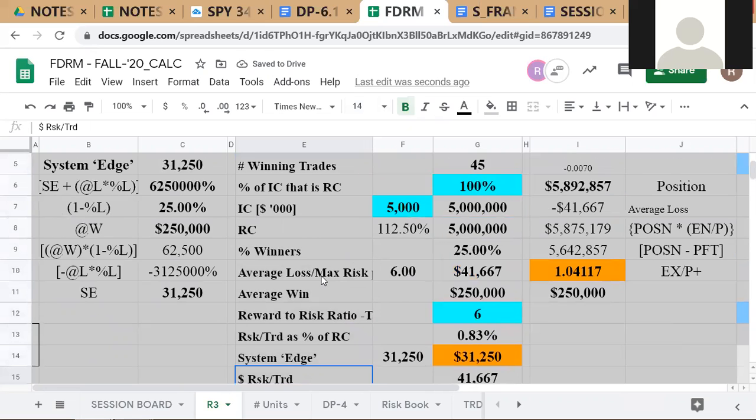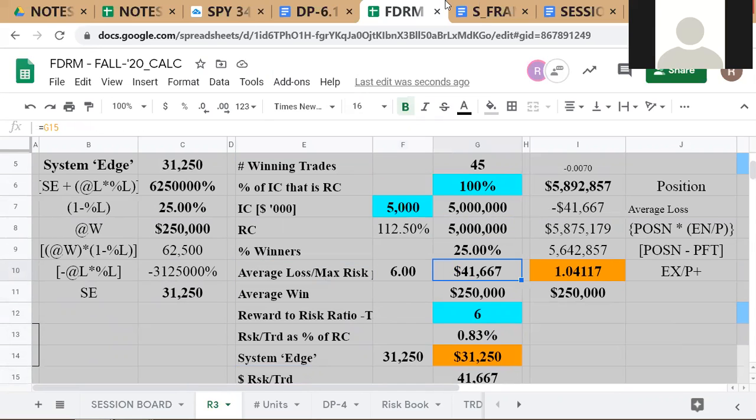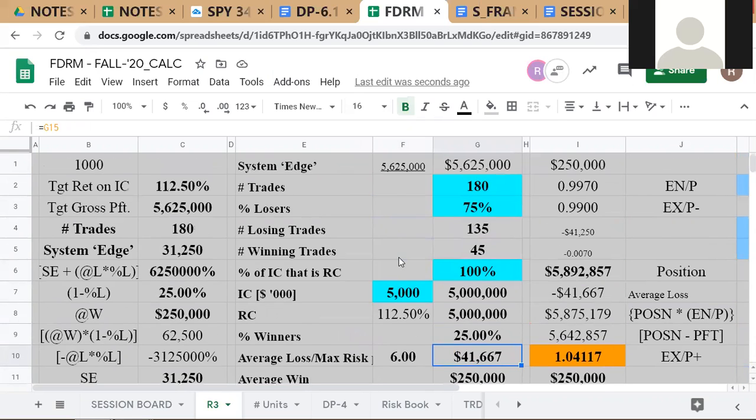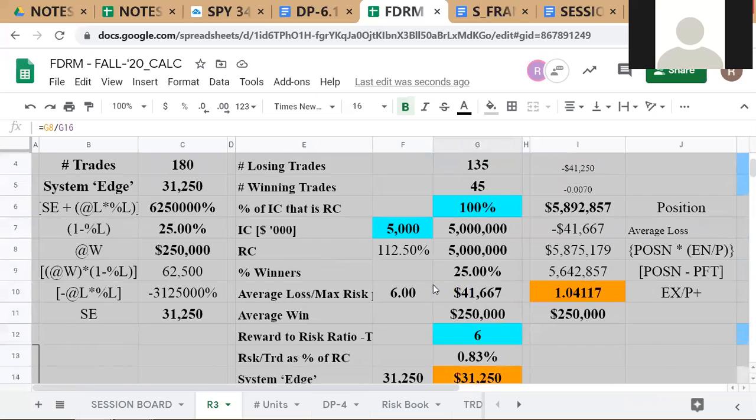So average loss is equal to maximum risk per trade. As you can see, average loss is equal to maximum risk per trade. This is also an important number that we want to look at. Where is G13? G13 is here, risk per trade, G8 minus G16. You can figure out what we did, just to recap your memory.